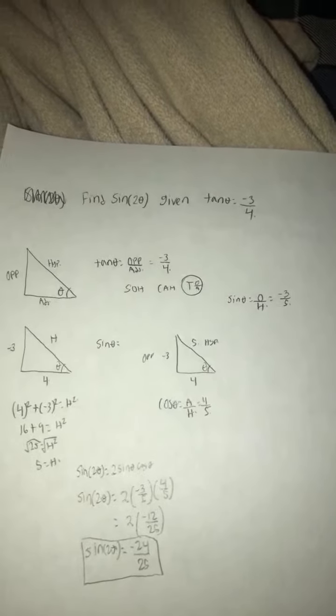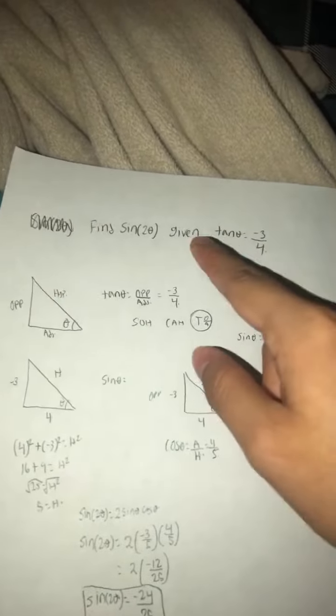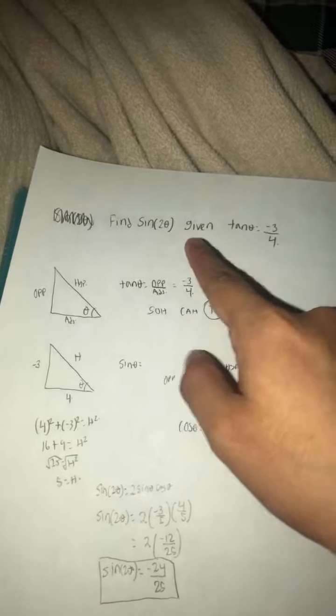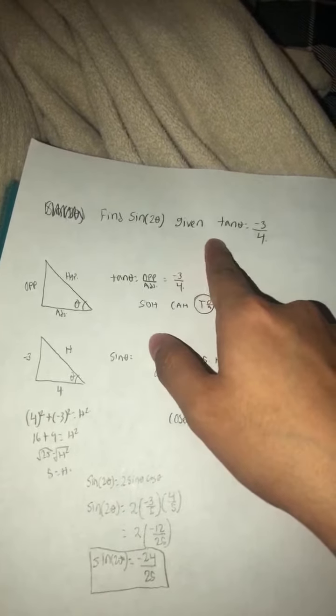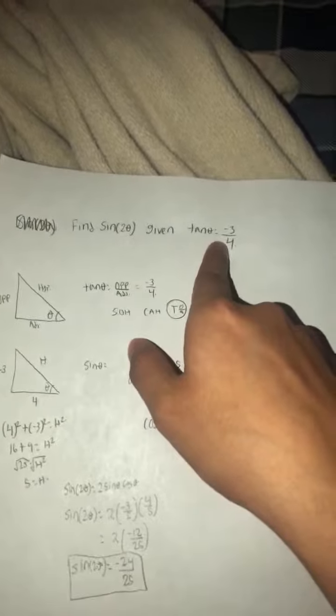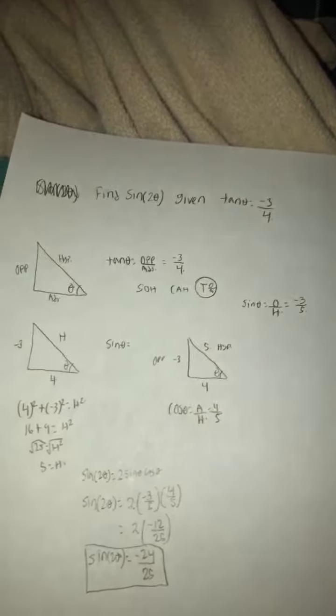So basically, we need to find sine of 2 theta given tan theta equals negative 3/4, right?